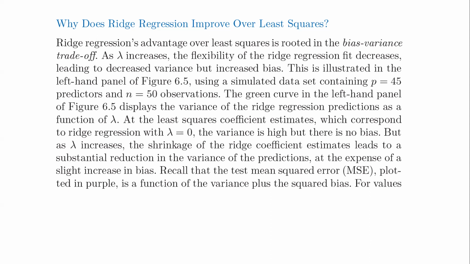The green curve in the left-hand panel of figure 6.5 displays the variance of the ridge regression predictors as a function of lambda. At the least squares coefficient estimates, which correspond to ridge regression with lambda equals 0, the variance is high, but there is no bias.